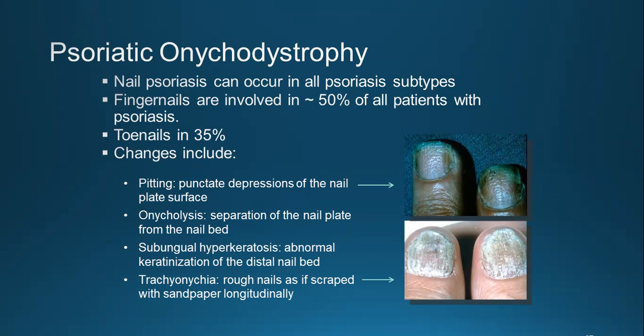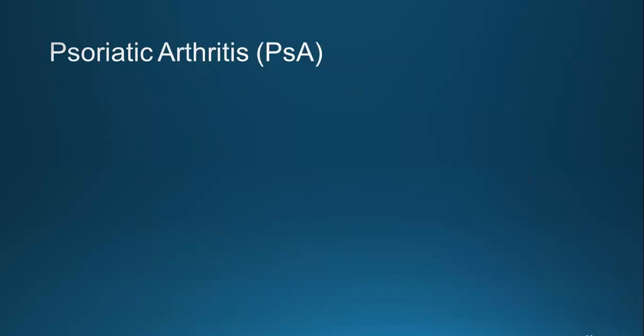of nail psoriasis. Then subungual hyperkeratosis, which is abnormal keratinization of the distal nail bed, giving a raised nail appearance, and it's difficult to cut this nail. Trachyonychia. Trachyonychia is rough nails, as if scraped with sandpaper longitudinally. These are the four main findings of psoriatic onychodystrophy.